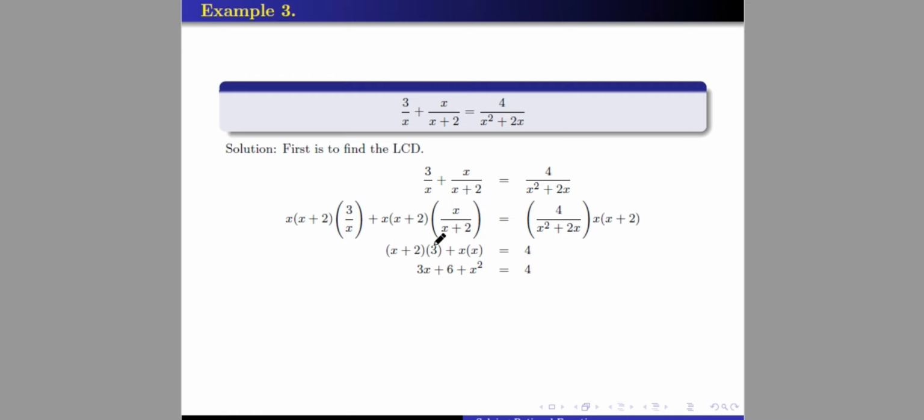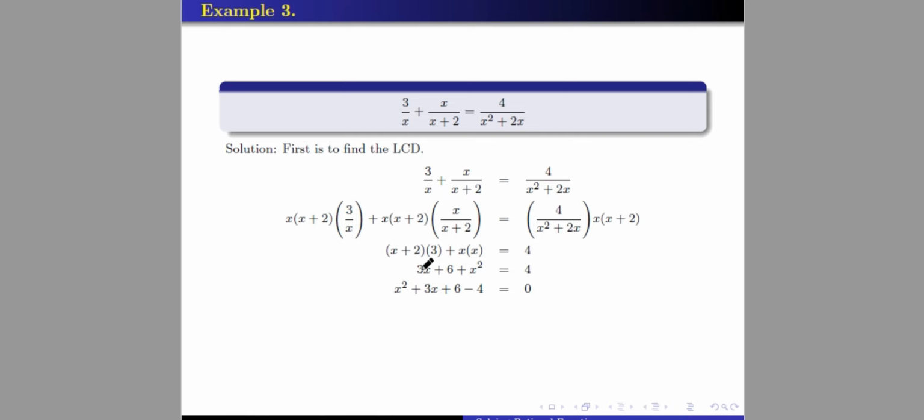Next is we can distribute 3. So x times 3 is 3x. 2 times 3 is 6. Then x times x is x squared. Then just copy 4. Then since this is a quadratic equation, because the highest degree is 2, I will put everything on the left hand side of the equation since x squared is positive on the left hand side. So it is easier to factor if x squared is positive.